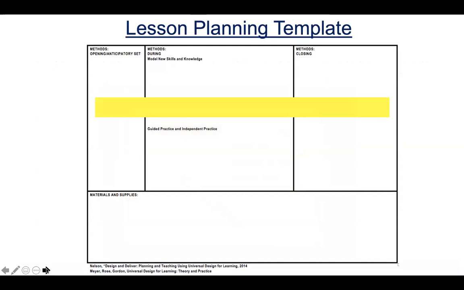What happens in terms of methods during the lesson? Teacher models new skills and knowledge. There's guided practice and independent practice. And then what does my closing look like? And the closing in many cases is that piece that allows the information to move from short-term memory into long-term memory. What are they going to remember from the information being taught?